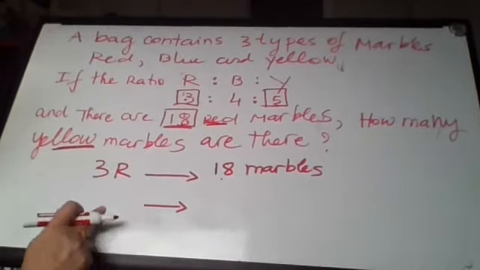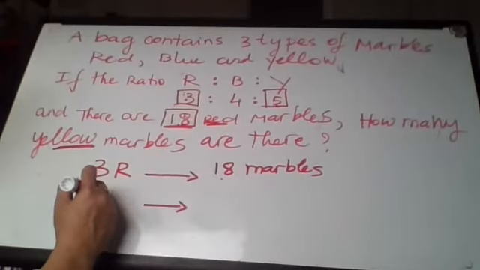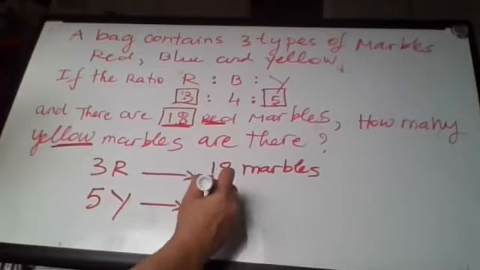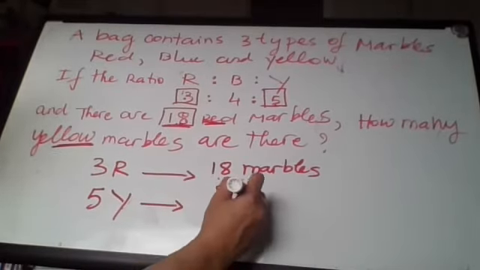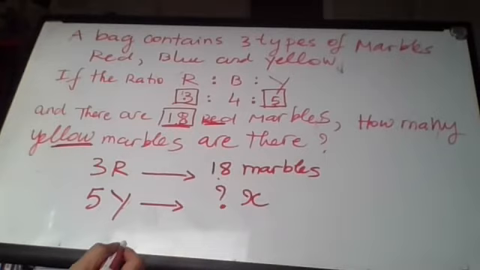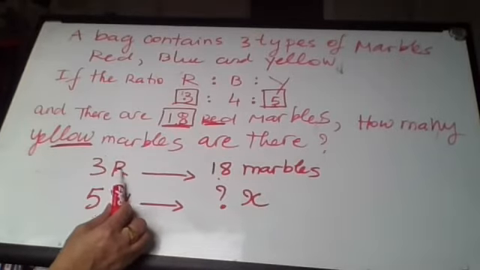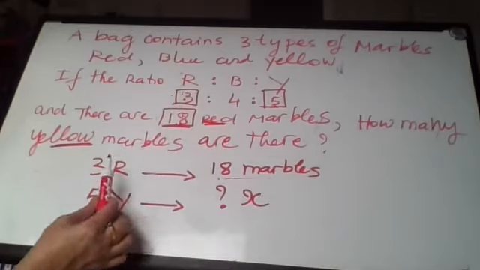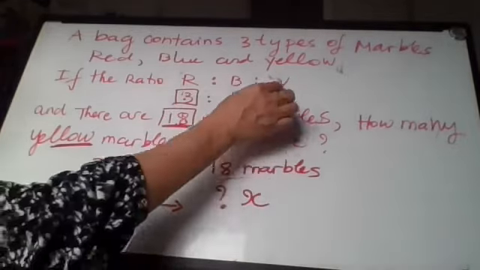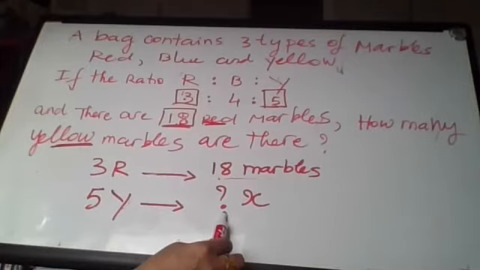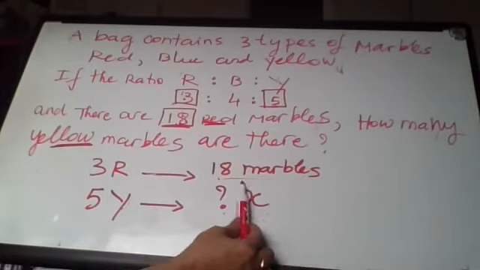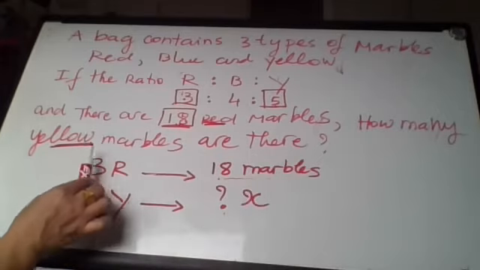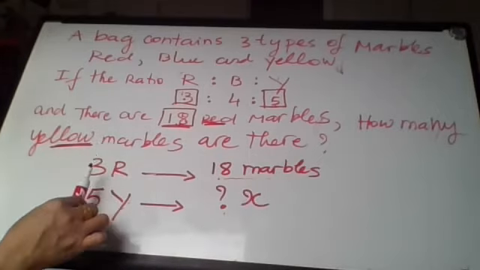3 red represent 18 marbles. Now you say 5 white represent how many? And you can put an X in here, right? So if 3 red represent 18 marbles, then 5 for white represent how many, X in here? How many marbles in here? The question mark you put in this column. So you have to know what number to put in the right column, right?